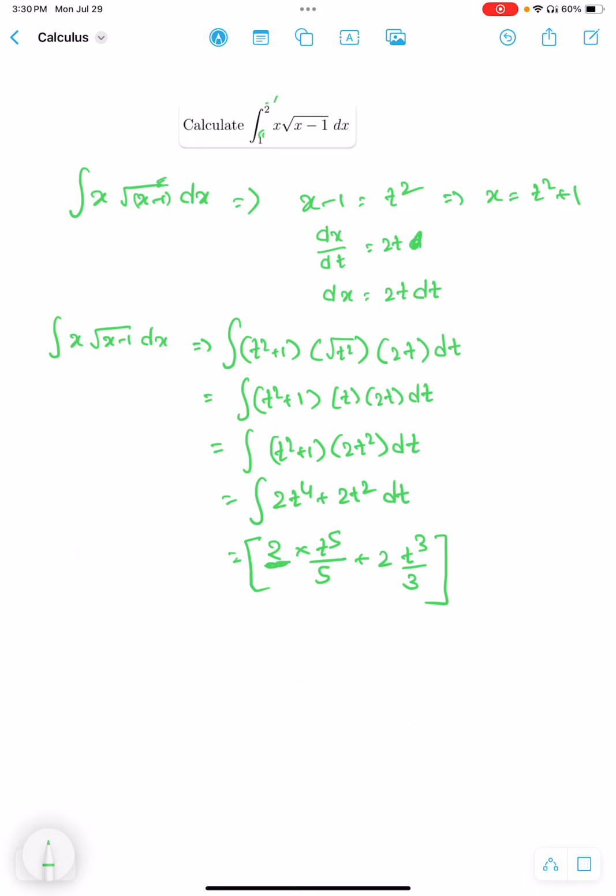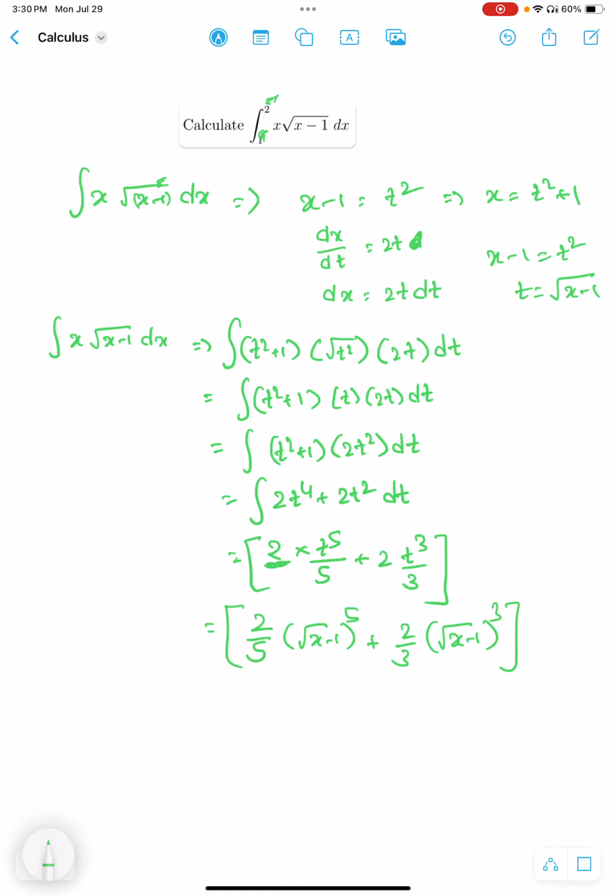This is our integration. Right now from here you can solve it by changing the upper limit and lower limit in terms of t, or else there is another method. We know that x minus 1 is equal to t square, so t is nothing but root of x minus 1. So just substitute this in our final equation, which is 2 times root of x minus 1 to the power 5 over 5, plus 2 over 3 times x minus 1 whole cube.